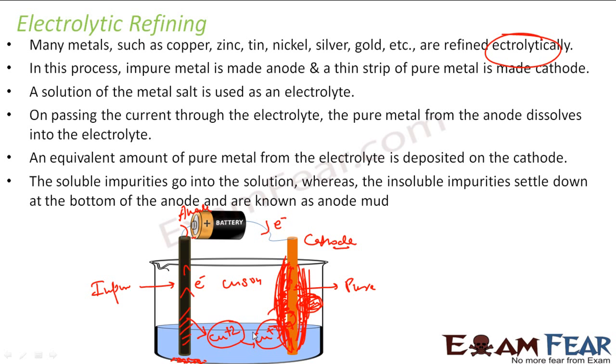So the cathode will get thicker. What is happening is, the copper in the anode is losing electrons to become Cu2+ ions, and it is going into the copper sulfate solution. Then this Cu2+ is getting attracted towards the negative side, right? Because there are free electrons here, and then it merges with the electrons to become copper. Correct?